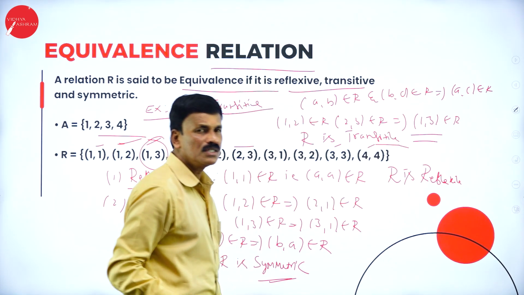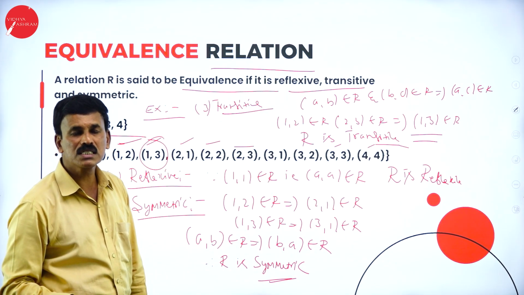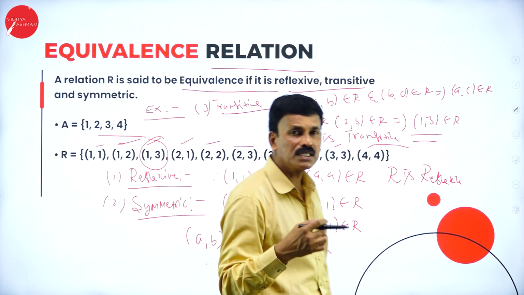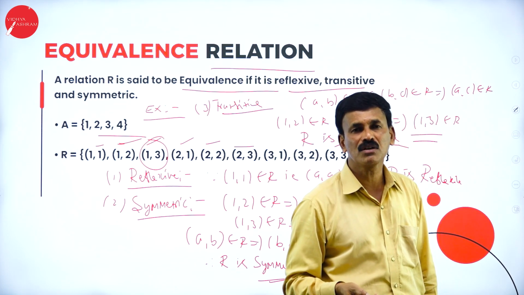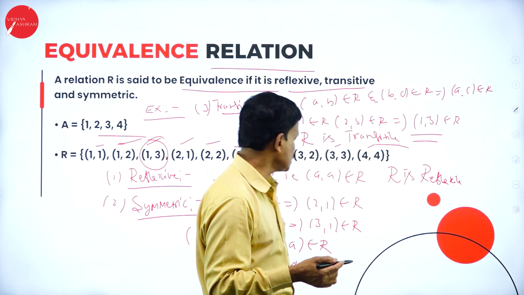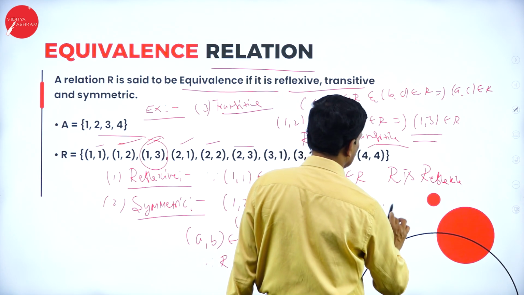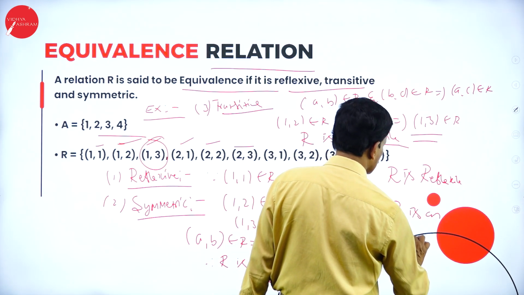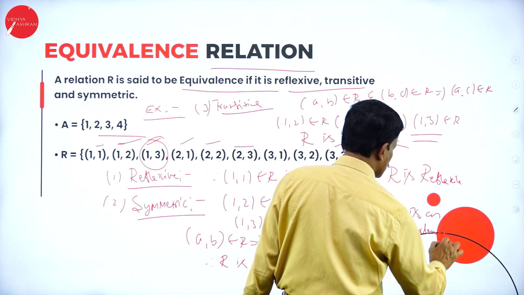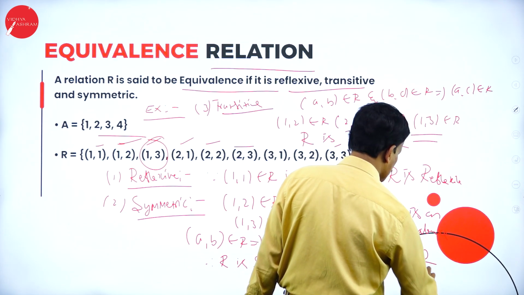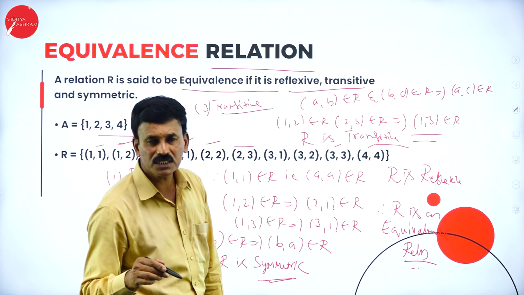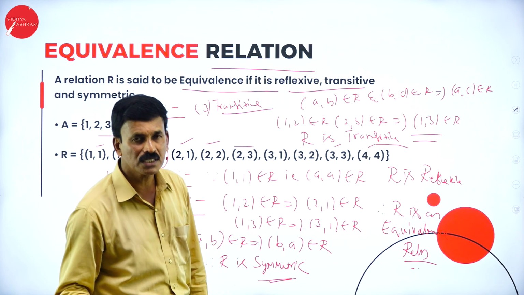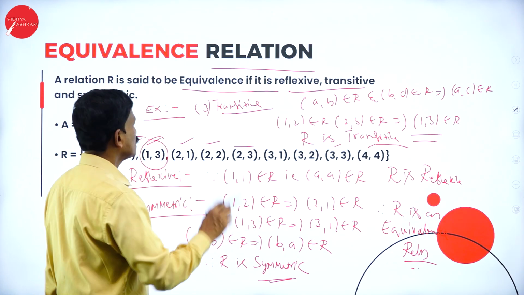Now, you followed. R is reflexive, R is symmetric and R is transitive. That means, if R is reflexive, symmetric and transitive, then that relation R is called an equivalence relation. So, we can say that therefore, R is an equivalence relation. If it satisfies all the three properties, such a relation is called an equivalence relation. Very important from the point of view of examination.